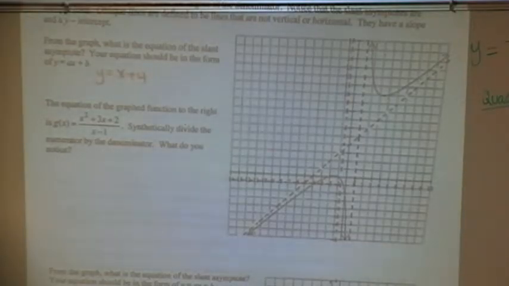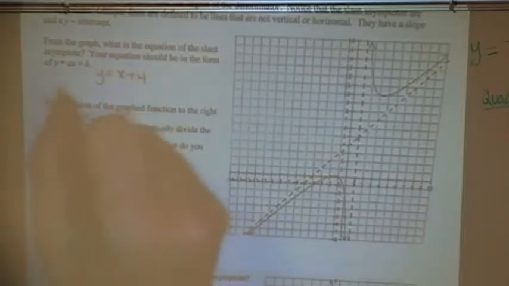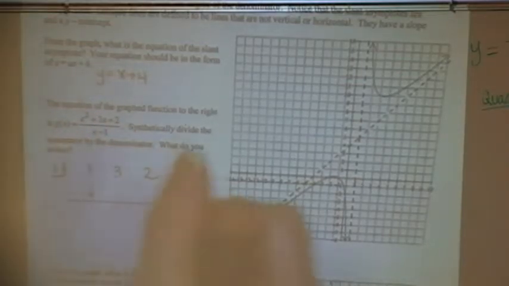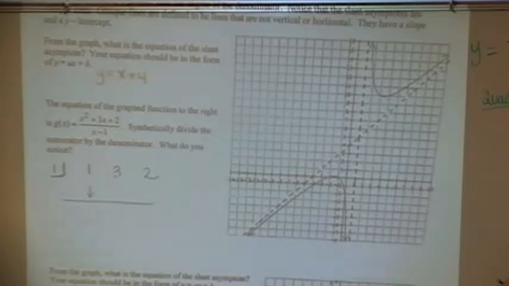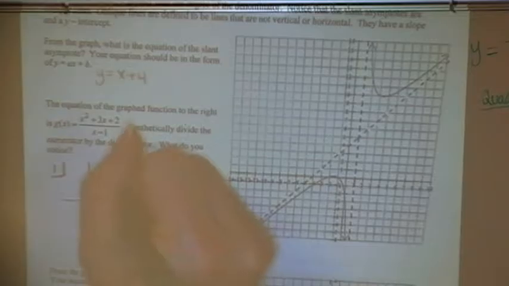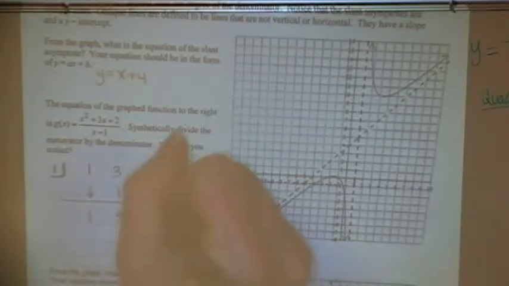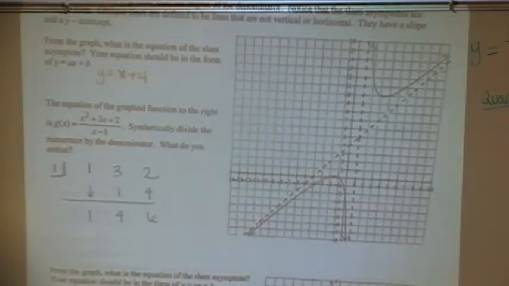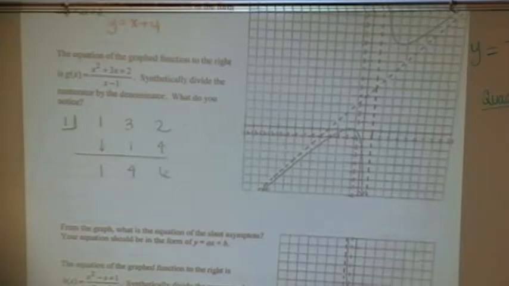We're good at it. Synthetically divide, so coefficients 1, 3, 2. In the box, I'm going to put positive 1. Remember, you have to solve it. So x minus 1 is a factor, but we're going to use 1. Okay, remainder 6. With a remainder of 6.